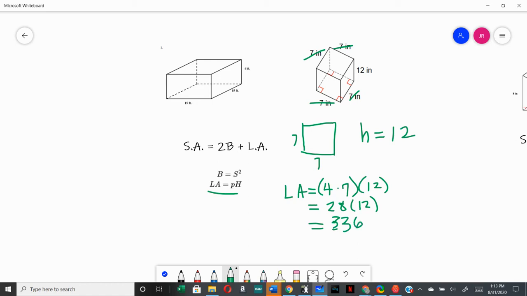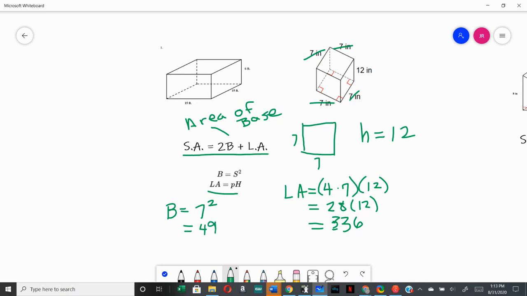So now I have to find the total surface area. That means I have to go to this formula, 2b plus the lateral area. Well, what's 2b? Well, b is the area of the base. Well, in this case, the base is a square. So how do you find the area of a square? Well, it's a square, so it's side squared. So b is going to equal 7 squared, which is 49.